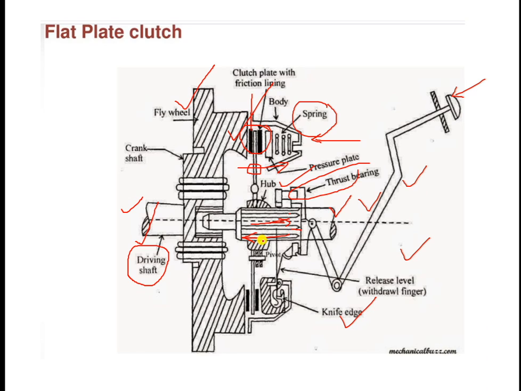They are just for understanding purposes. So try to remember this. It is a somewhat congested figure, no doubt about it, but for understanding the working of it, it will be easier. I have already explained how it works with the help of this linkage. So try to remember this, and this is the working of the flat plate clutch.